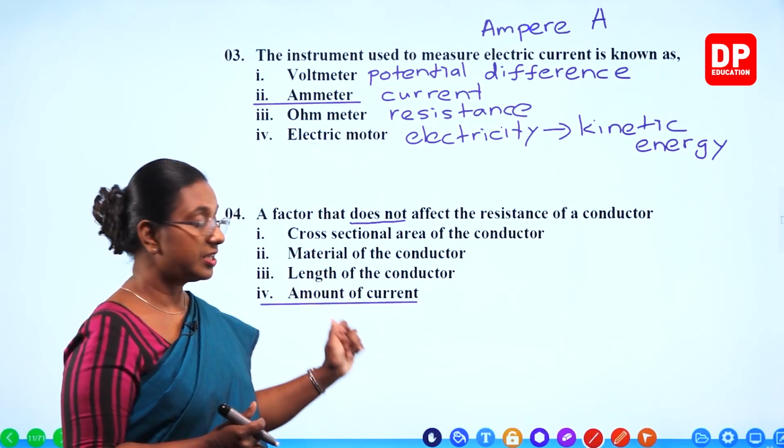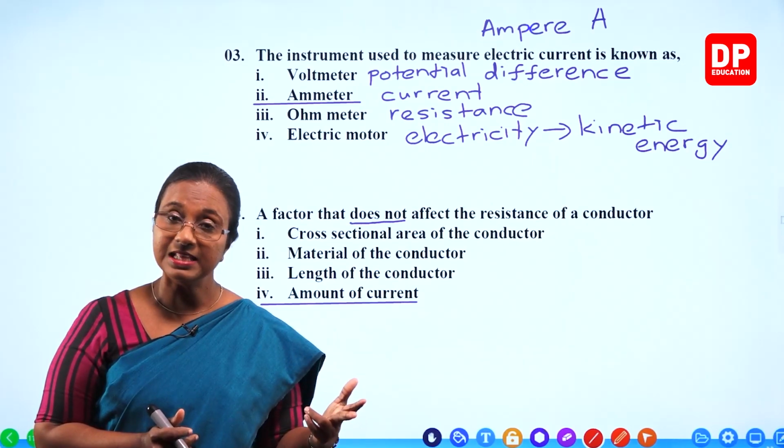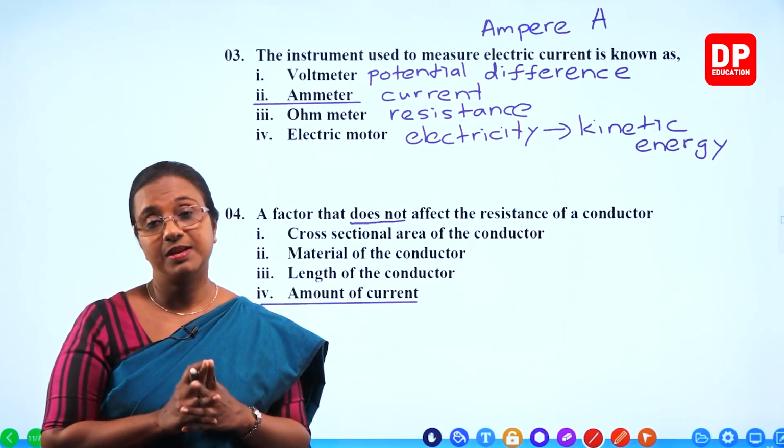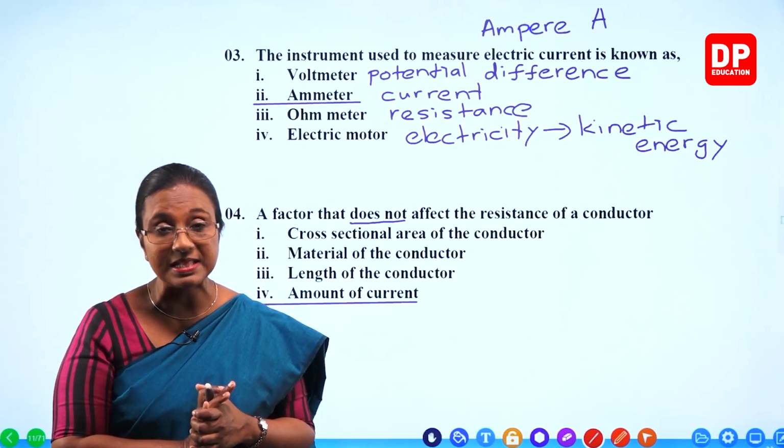So here, cross-sectional area, material, length, in addition to that the temperature. You have to remember that as well.